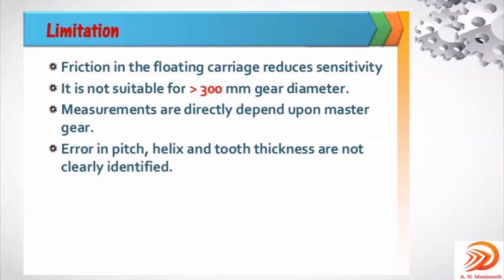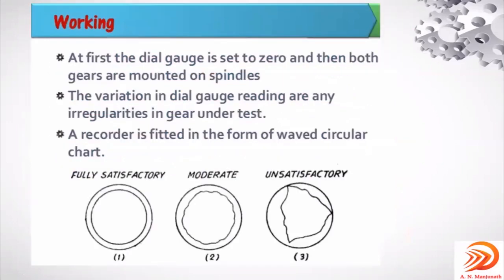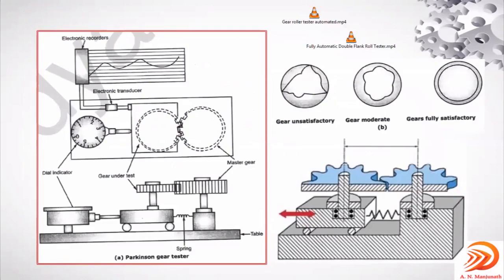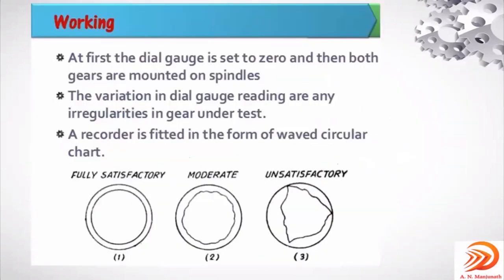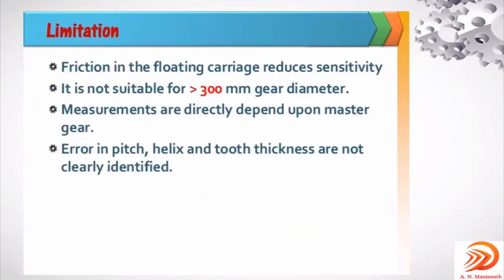But I've observed in that video also, right? Bigger diameter gear blanks will not be inspected, because those things will not be suitable. The measurements directly depend on the master gear. I've observed in those videos and images also that everything depends on the master gear, or standard gear. With respect to the master gear or the standard gear only, it will give the result in terms of whether it is accepted or has any errors in it.